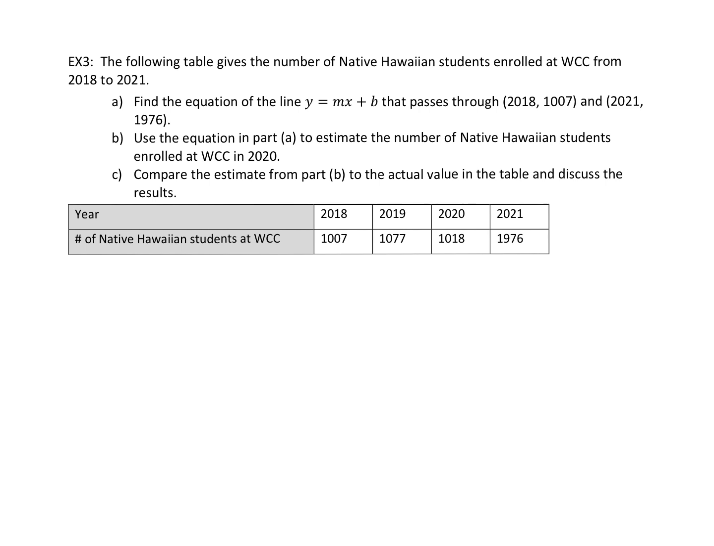All right, let's take a look at example 3. The following table gives the number of Native Hawaiian students enrolled at WCC from the year 2018 to 2021. Find the equation of the line y equals mx plus b that passes through those 2 points. Use the equation of Part A to estimate the number of Native Hawaiian students enrolled in WCC in 2020. Compare the estimate from Part B to the actual value in the table and discuss the results. All right, so we're going to create an equation to estimate what the number would be in 2020.